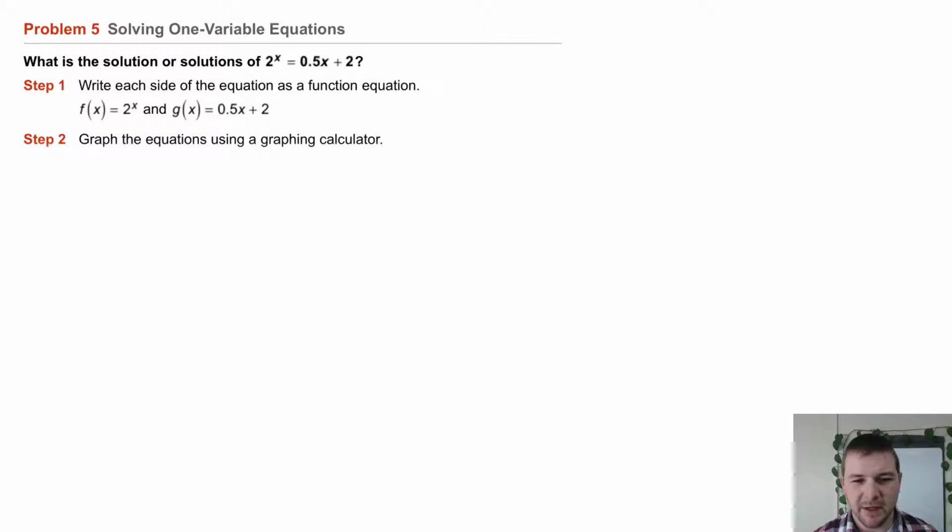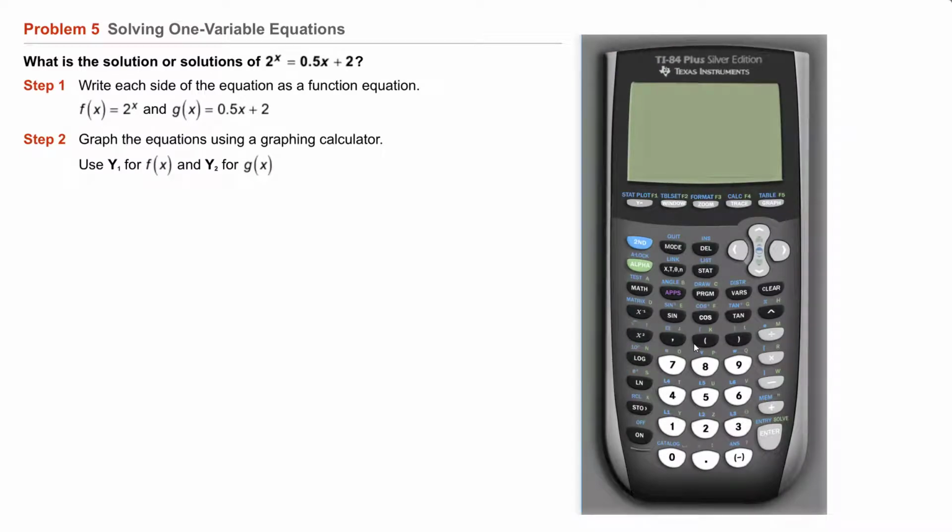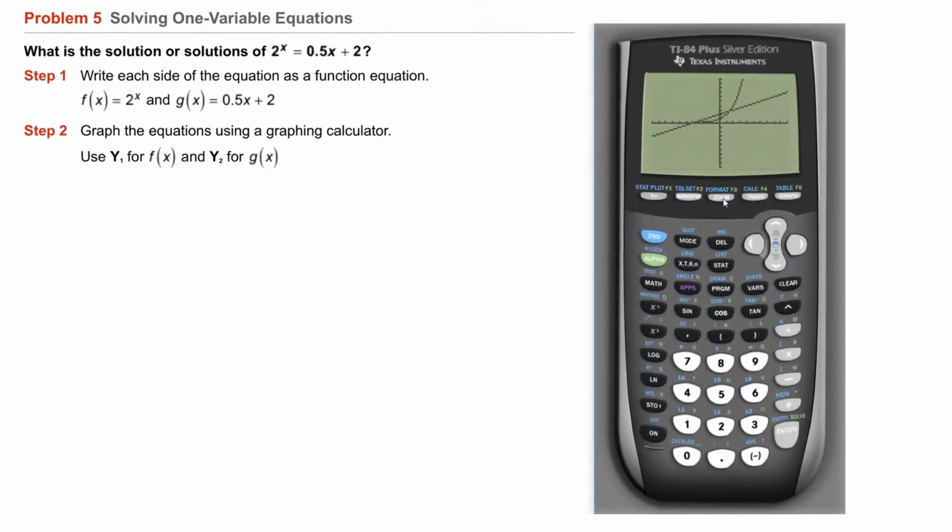So I'll show you both the graphing calculator and Desmos graphing utility to complete this problem. In graphing, we'll use y1 for one of our functions, in this case f of x, and y2 for our other function, in this case g of x. So for y1, we'll have 2 raised to the x power, and for y2, we'll have 0.5x plus 2. So there are 2 functions.